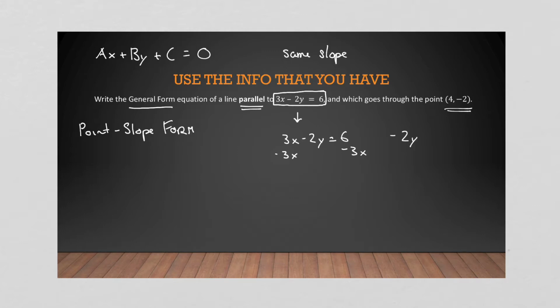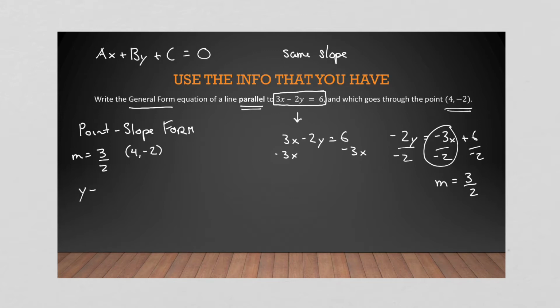So negative 2y equals negative 3x plus 6. Divide by negative 2, divide by negative 2, divide by negative 2. This is all I care about. So the slope of that line is 3 over 2, which means the slope of my line is going to also be 3 over 2. And then I have the point (4, negative 2). So remember, I'm going to now use point slope form. So y minus y1 equals m times x minus x1. And I'm going to plug in. So y minus negative 2 equals 3 over 2 times (x minus 4).